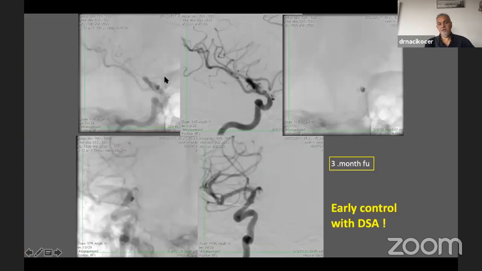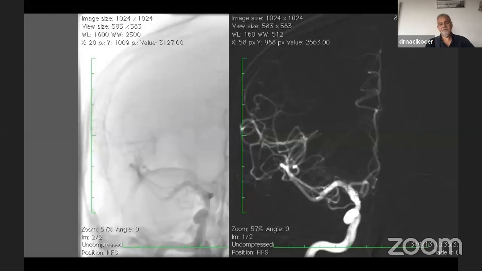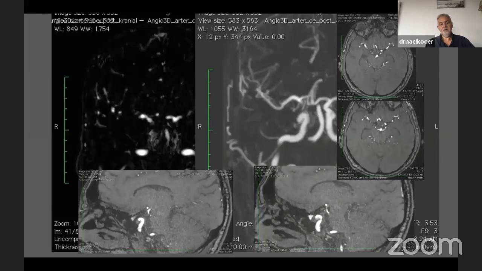And of course, in that blister ruptured case, I'm doing an early angiogram to see what's going on. It is stable. And also in the follow-up period, in that stented case in general, I'm using a lot the contrast enhanced MR angiography because of the stent. You need to use contrast, otherwise you cannot see it.